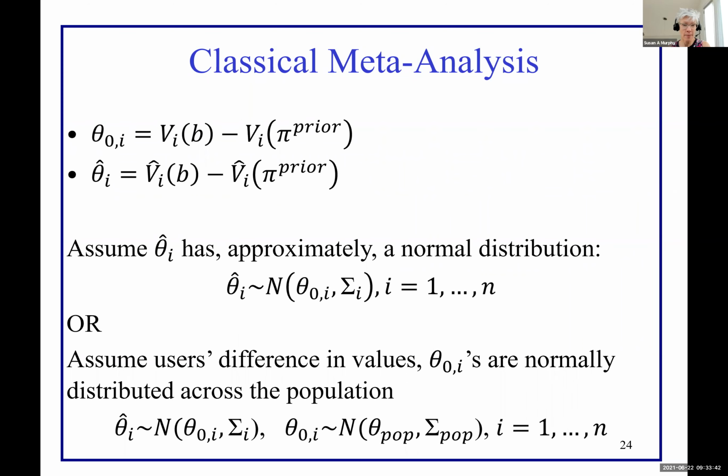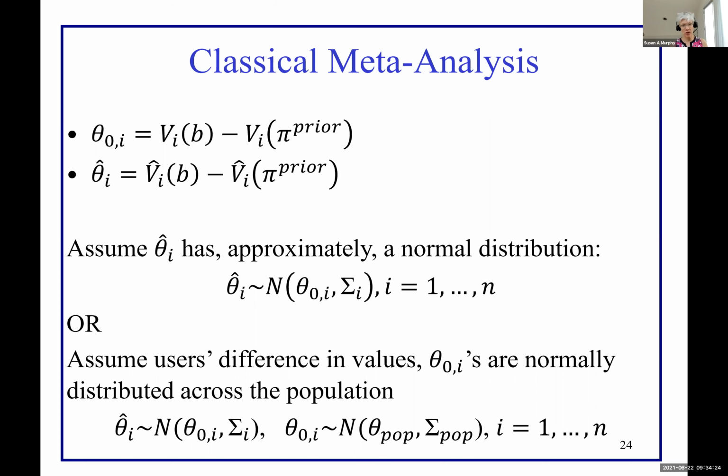Okay, so now we put it in our meta-analysis setting. Each user's theta, now a scalar theta, is the comparison of the value under the Bandit algorithm minus the average reward under the policy formed from the prior. We don't observe theta sub 0 i. Instead, we estimate it by the difference between the estimated values. In our setting, because we are continually exploring, with the randomization probability between 0.2 and 0.8, this theta hat i we can approximate with a normal distribution.